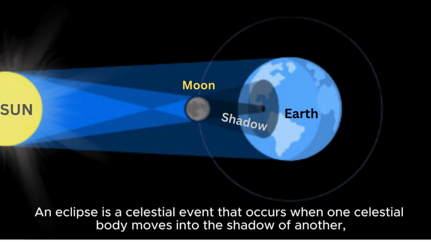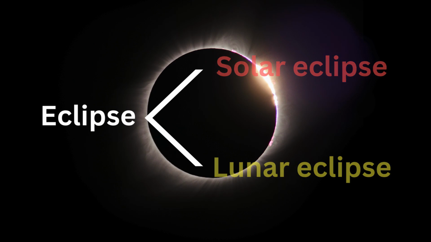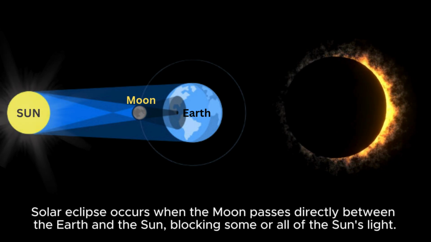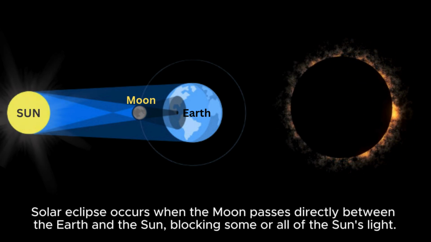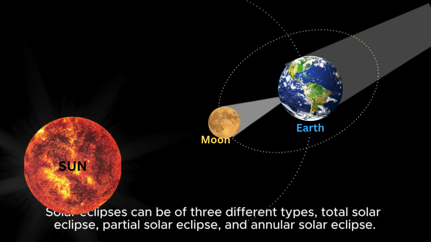An eclipse is a celestial event that occurs when one celestial body moves into the shadow of another. This phenomenon temporarily blocks light from a source like the sun. The two main types of eclipses are solar eclipses and lunar eclipses. A solar eclipse occurs when the moon passes directly between the Earth and the sun, blocking some or all of the sun's light. Solar eclipses can be of three different types: total solar eclipse, partial solar eclipse, and annular solar eclipse.